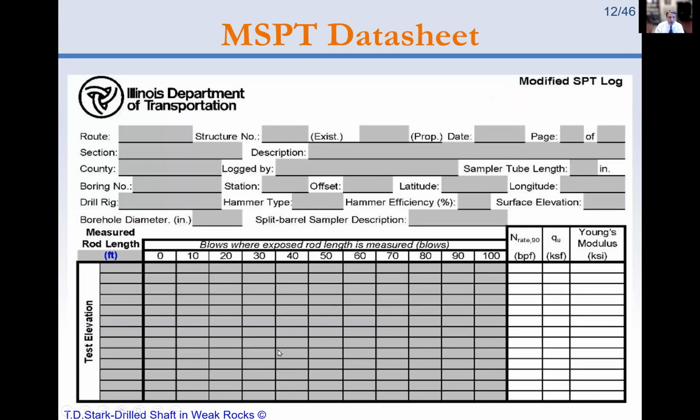So IDOT's developed a nice spreadsheet program for this. Here's the data sheet that goes with it. And you pick the depth that you're at, and notice the blow count 0. So you have the height with 0 blows, 10, 20, out to 100. And this spreadsheet calculates your N rate and QU directly, as well as Young's modulus from the testing I'm going to show you in just a minute.